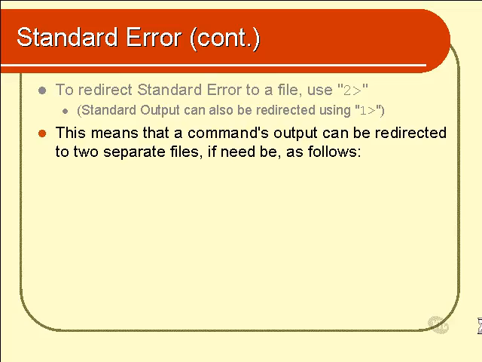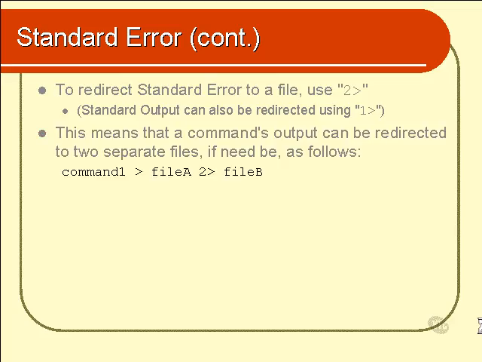So for example, you could send all the regular output, standard output, from a program into a file whilst the error messages appear on the screen, or vice versa. Or you could put them both into two separate files. I'll give you an example of that. If you've got a command, say called command 1, then the regular output you could send to a file called file A, whilst the standard error could go to a file called file B. It's probably time I showed you an example of that before you get completely confused.